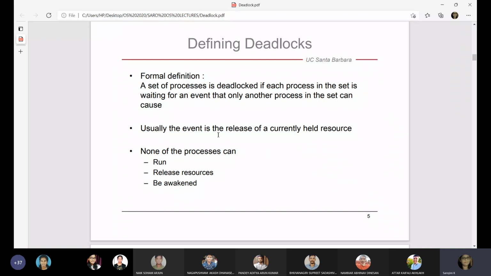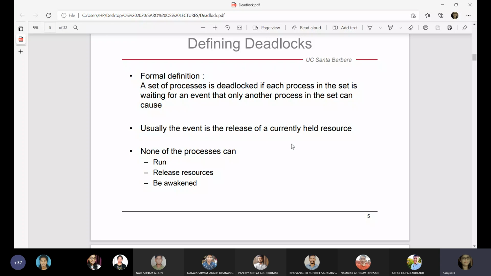Usually the event is the release of a currently held resource. So if any one of the processes in this chain releases a single resource, then the deadlock will not happen. The deadlock will be released. It will be solved.